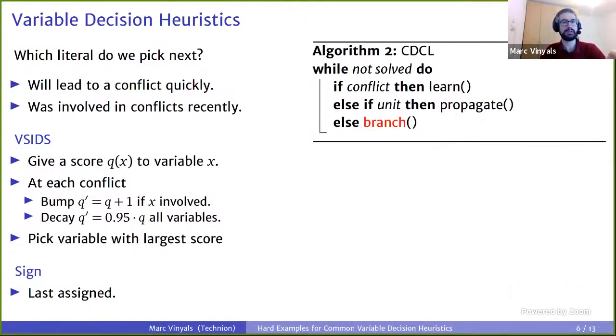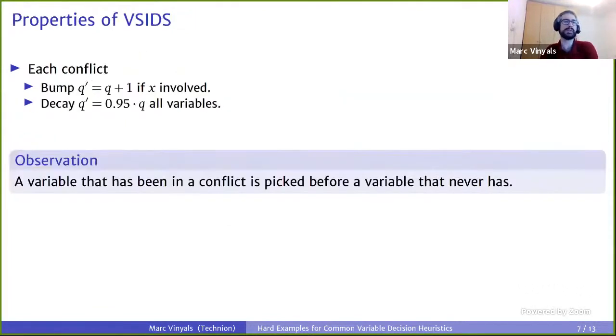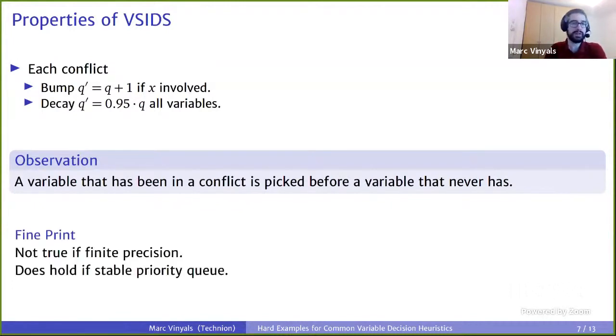Right, let me make another observation about VSIDS. Let's think what happens when we have a variable that is in a conflict. Then its score is always going to be positive. It first gets increased by 1, and then it stays positive, while a variable that has never been in a conflict always has score 0. So that means that a variable that has been in a conflict is always picked before a variable that never has. Now, this is true in theory, maybe not so true in practice.